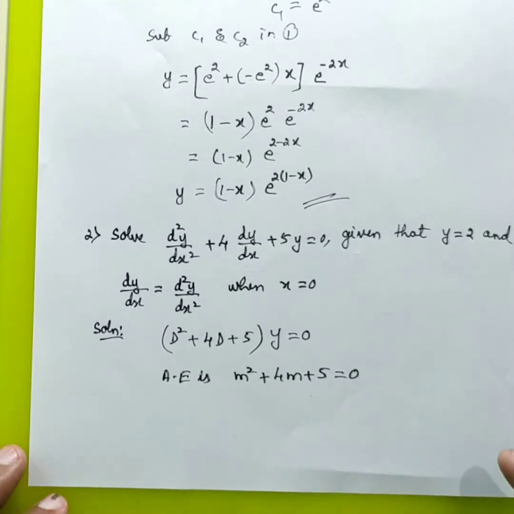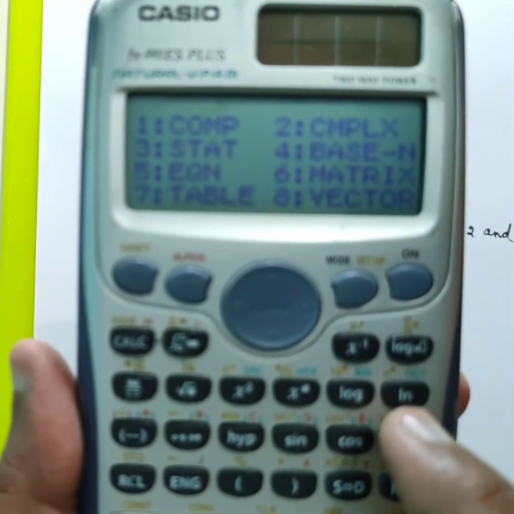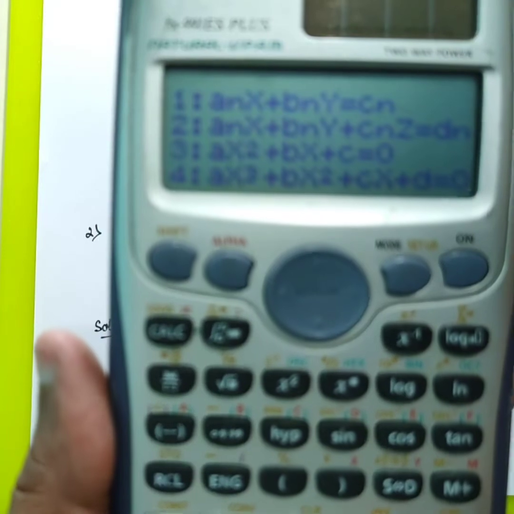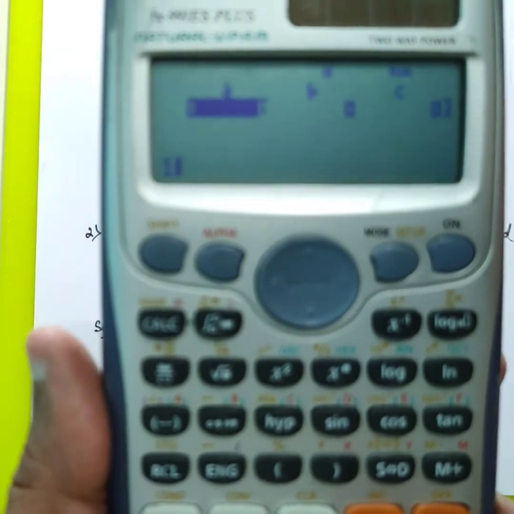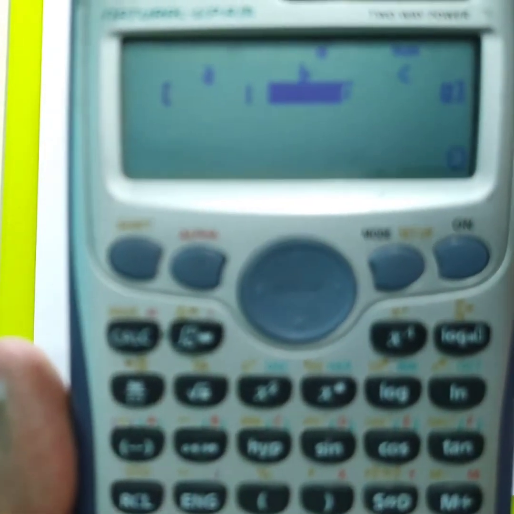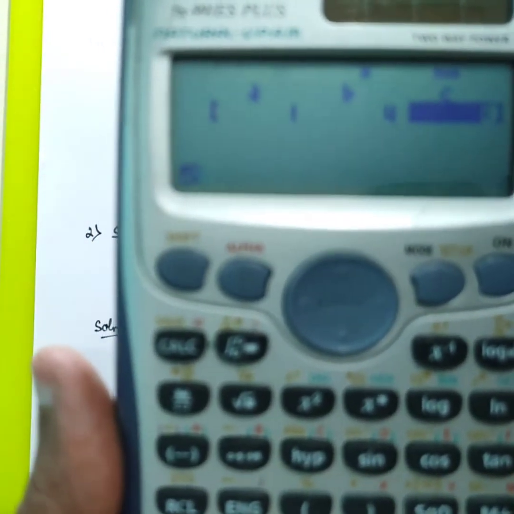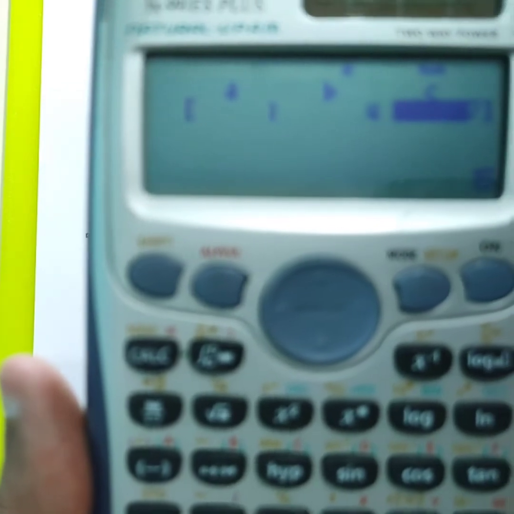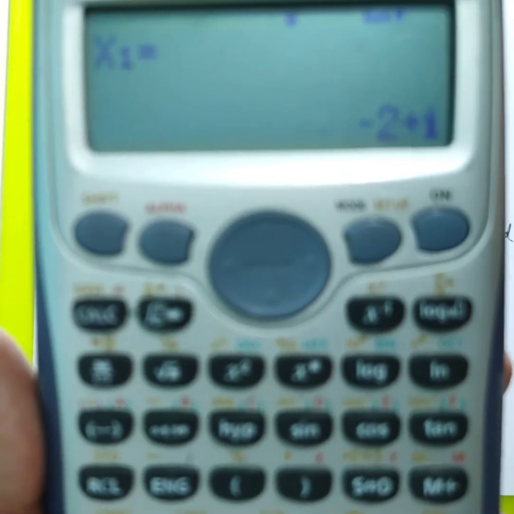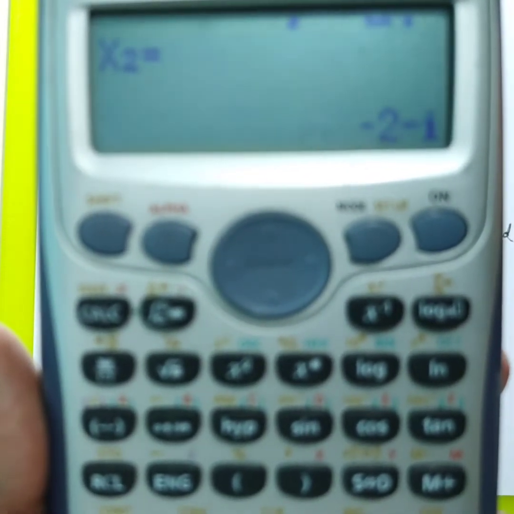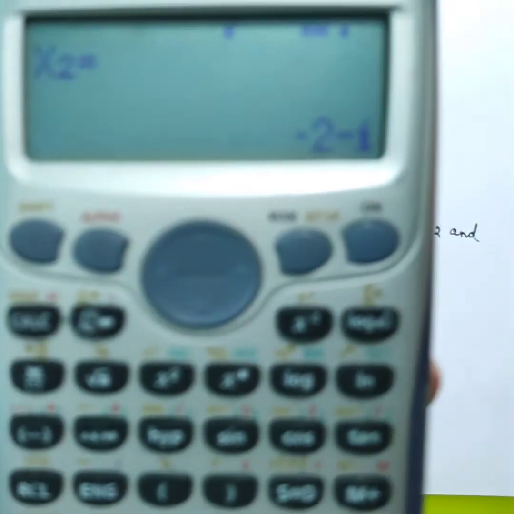So you can factorize or you can use your calci. To find out the roots, once again go for mode, choose 5, then option number 3, and write down the coefficients. Coefficient of m square will be 1, then press equals, then the next coefficient is 4, then equals, the next coefficient is 5, then equals. Once again you press equals and see the roots. The roots that you are getting are minus 2 plus i, minus 2 minus i. So you have the complex roots in pairs.